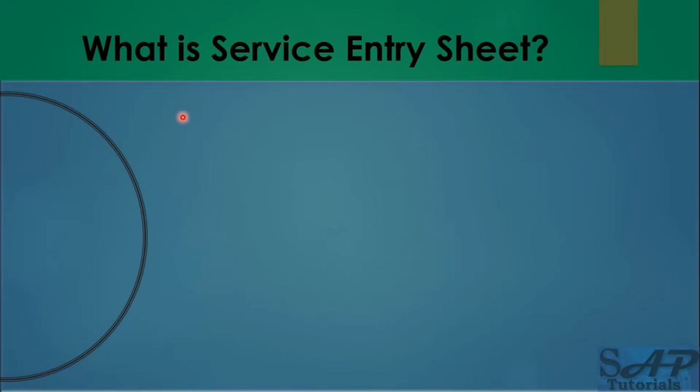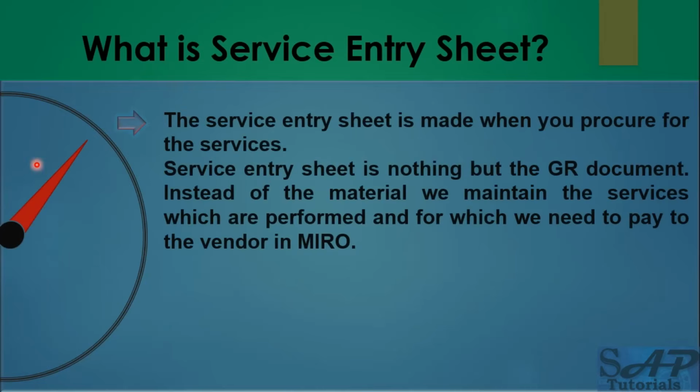So first things first, what exactly is a service entry sheet or service procurement? The service entry sheet is made when you procure services. In case you are utilizing some services from a certain vendor or supplier for your organization, then you will do this process. Instead of material, you are buying some services. So the service entry sheet is nothing but a GR document instead of materials. The rest of the process is the same in case of services.